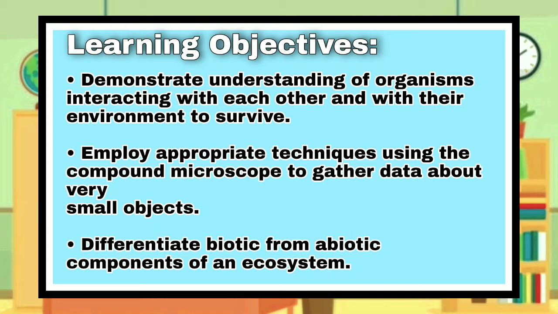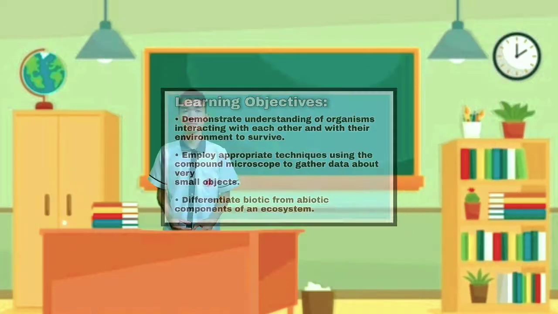By the end of this lesson, the learners will be able to demonstrate understanding of organisms interacting with each other and with their environment to survive. Employ appropriate techniques using the compound microscope to gather data about very small objects. Differentiate biotic from abiotic components of an ecosystem.